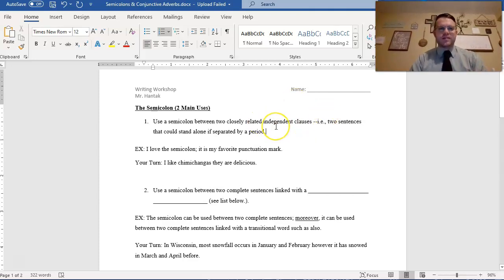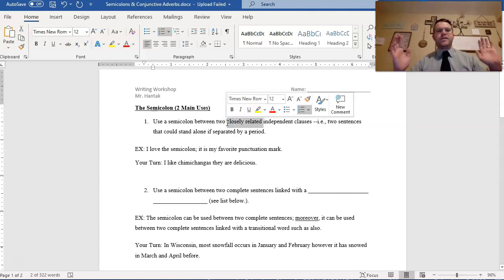So what the semicolon does is it allows us just to place it right between 2 closely related independent clauses. It really takes the place of a comma and a conjunction. Notice here, there is the rule that they must be closely related. So if you've got 2 independent clauses that really don't relate to each other at all, don't use a semicolon, leave those as separate sentences.